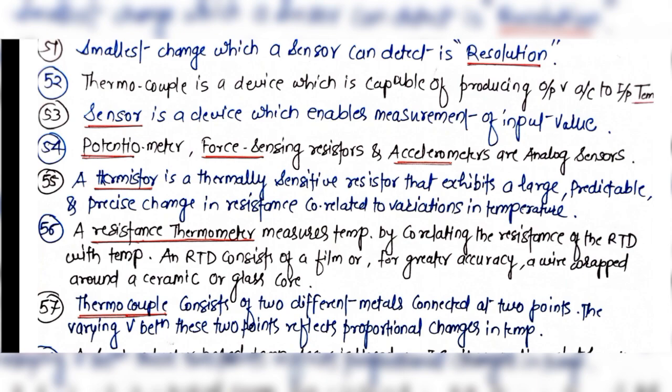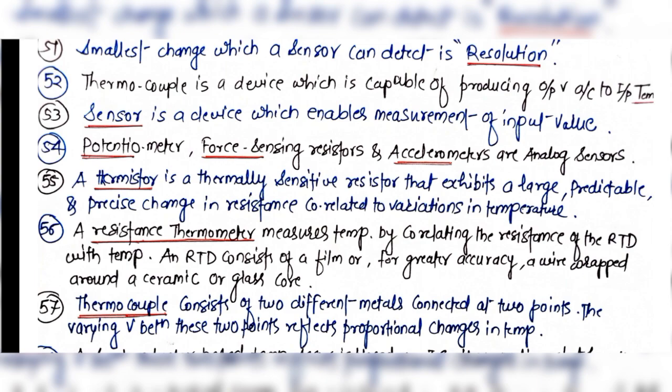The thermistor is a thermally sensitive resistor that exhibits a large, predictable, and precise change in resistance correlated to variation in temperature. A resistance thermometer measures temperature by correlating the resistance of the RTD with temperature. An RTD consists of a film or, for greater accuracy, a wire wrapped around a ceramic or glass core.